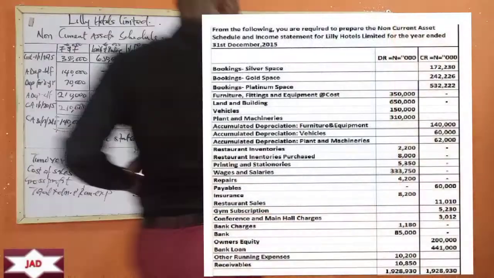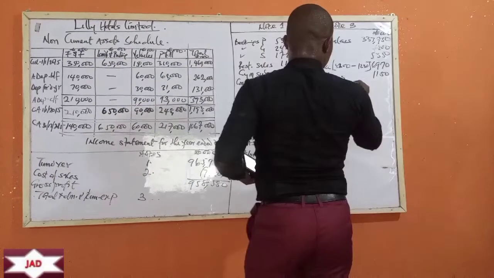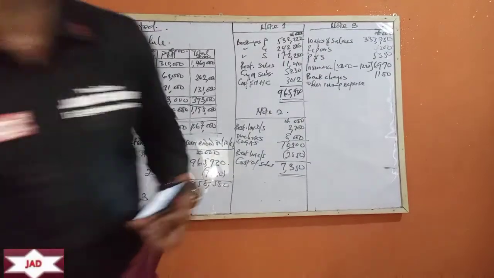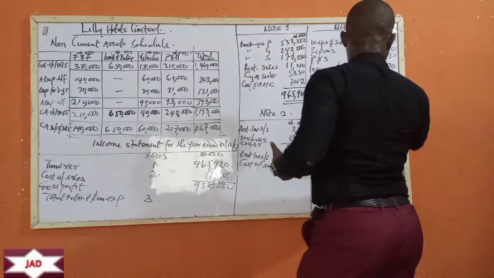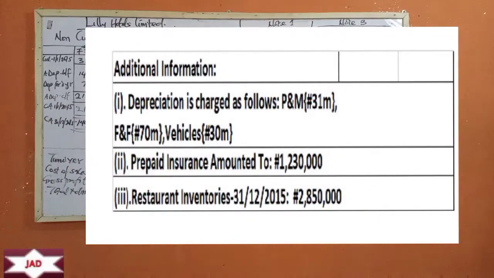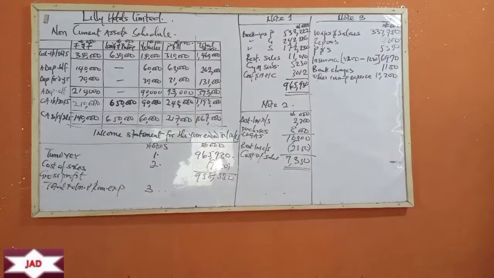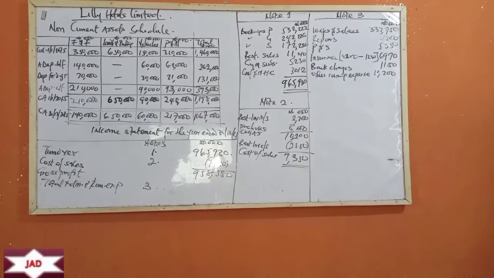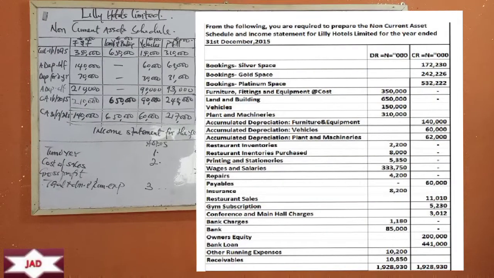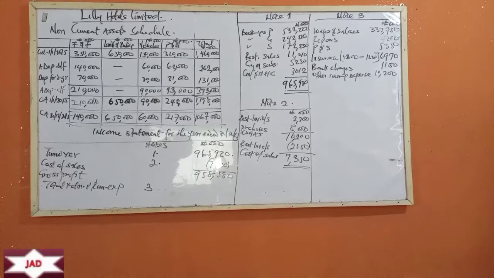So what else? Other running expense. What are the other running expenses there? 10,200,000. So we have 10,200,000. So what do you have? Any other item there that you're yet to take? Okay, we've taken other running. We've taken bank charges. We've taken insurance. We've taken repairs. We've taken wages and salaries. We've taken printing and stationeries.